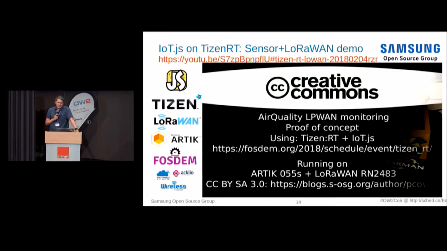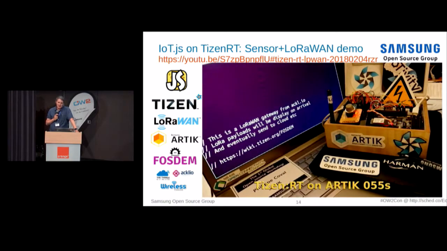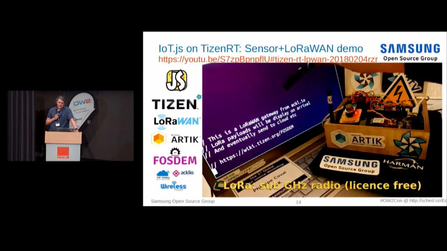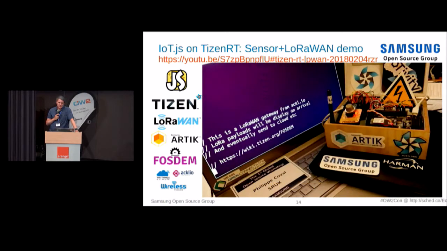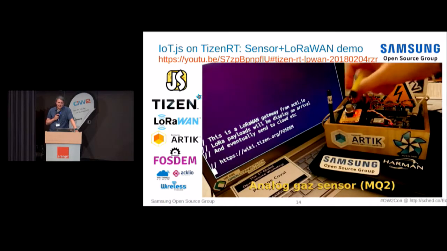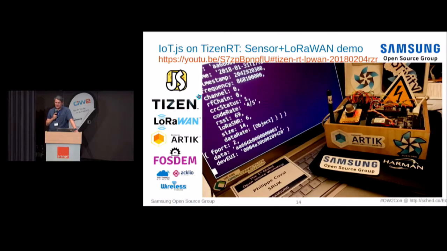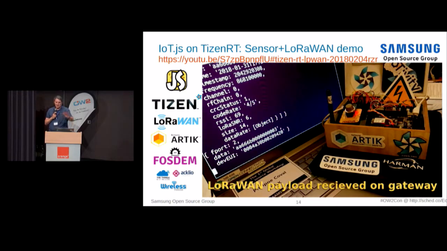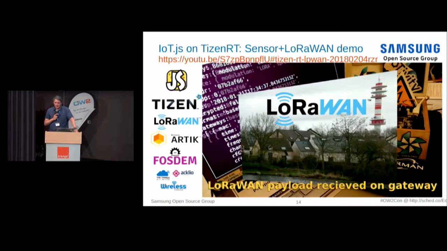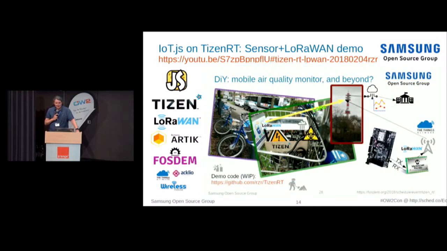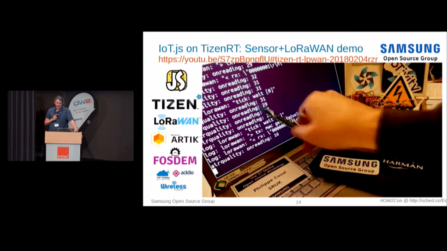Now to finish, just a proof of concept demonstration I presented earlier. Here I have an ARTIK development board. It's a Cortex M4 CPU, and I've connected to it a LoRa antenna and a sensor. If I put some gas on the sensor, then a notification is sent to the LoRa network. All this demonstration was written in JavaScript using the Tizen OS and IoT.js runtime.